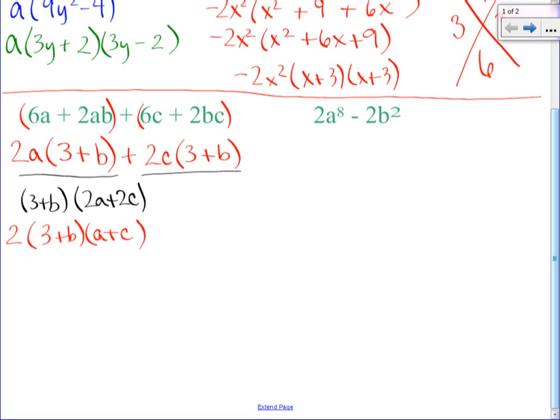What should we take out of the next one? 2. Okay, so let's do that. Take a 2 out, we're left with a to the 8th minus b squared. Again, when we have 2 terms, what are we doing? We're square rooting them. So what do we get?